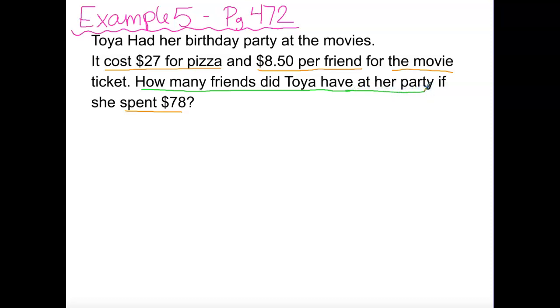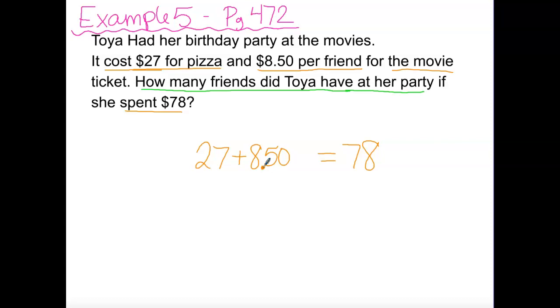Okay, so it's always easy to pick out the total first. So we know she spent a total of $78, so we're going to set it equal to $78. Okay, we know that they bought a pizza. So they just bought one pizza and it cost them $27. But then they also went to the movies. So it's an additional cost, so plus $8.50 per friend.